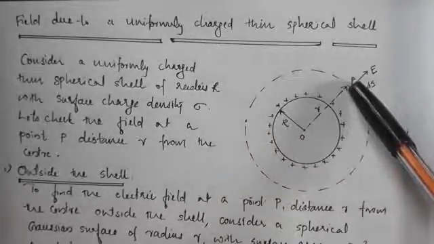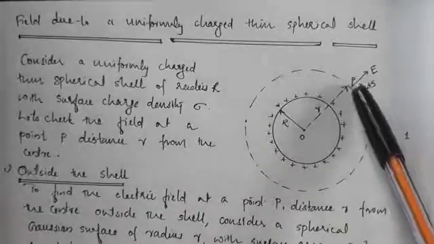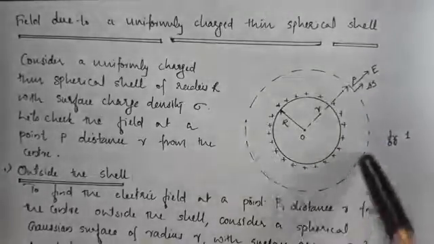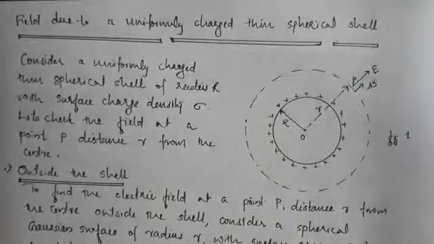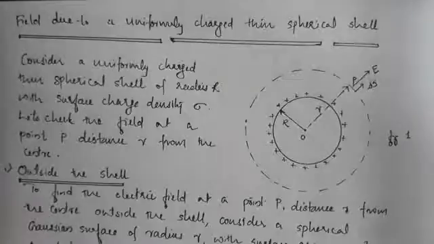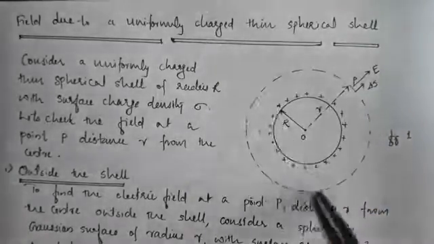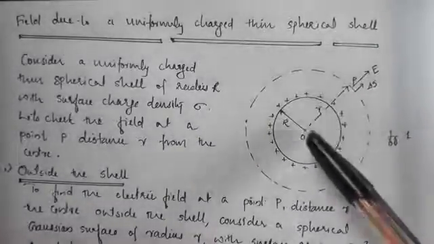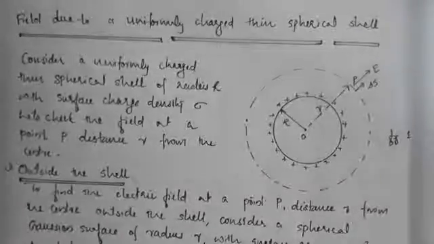So to find the electric field we are applying Gauss's law. For that you have to consider a Gaussian surface. At this point we imagine a spherical Gaussian surface of radius small letter r, and there we will calculate the flux and apply Gauss's law. So this spherical Gaussian surface has an area 4 pi r square, where r is small letter r. That's the area of the Gaussian surface.